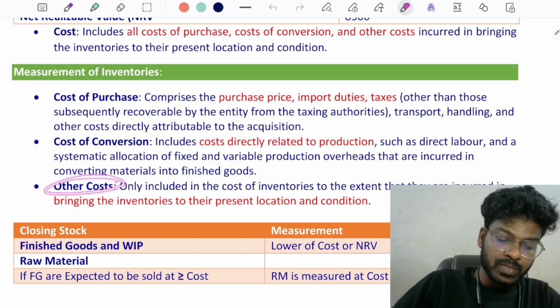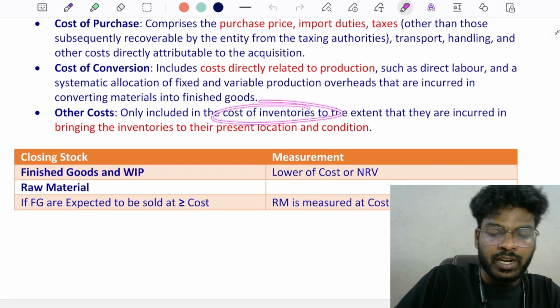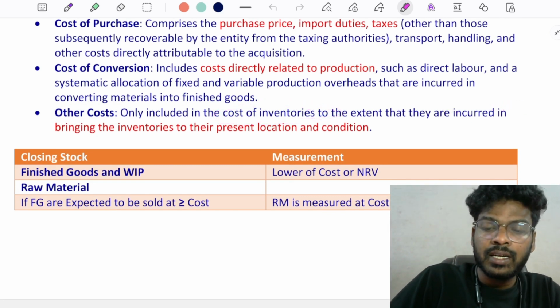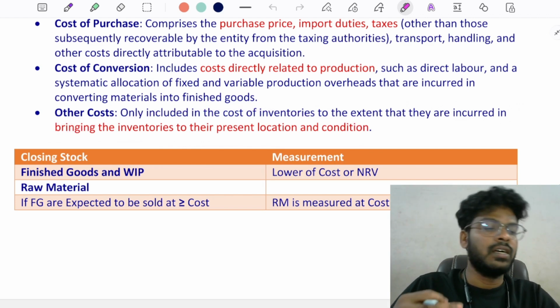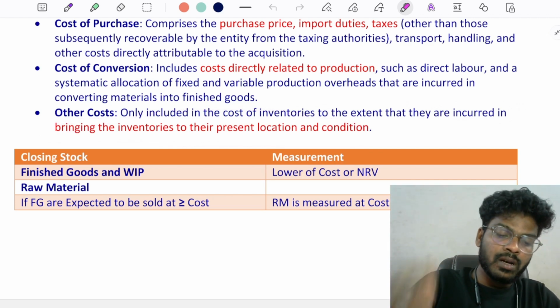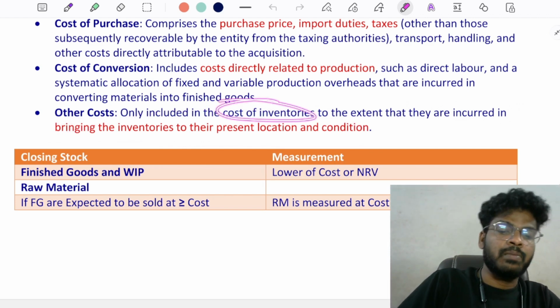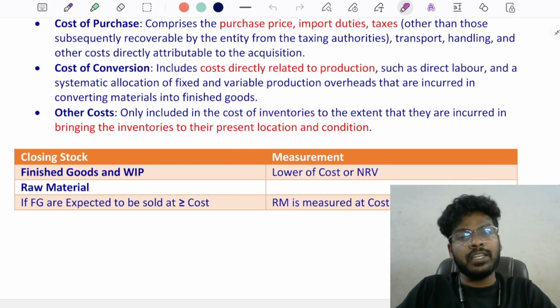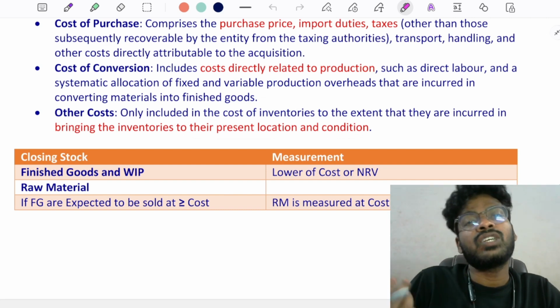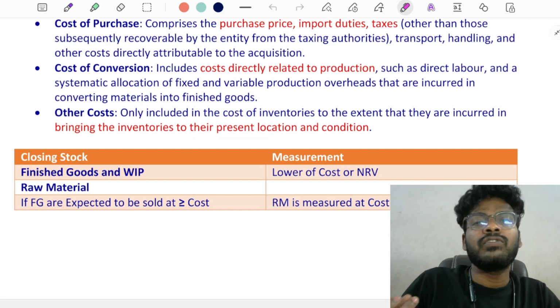Other costs are included in the cost of inventory only to the extent that they are incurred to bring the inventory to their present location and condition. If management intended the cost for the purpose of bringing the inventory to their present location and condition, then the other cost should be included in the cost of inventory.